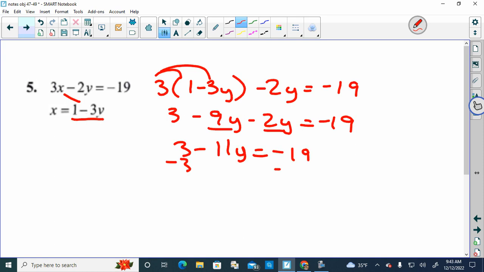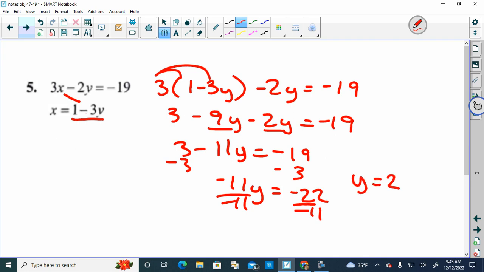Subtract my 3 over, subtract my 3 over. So I've got a negative 11y equals a negative 22. Okay, divide negative 11 into there. So y would be 2. Okay, so this time we solve for y because if we started out with solving for x, we're plugging x, so we're going to get the y answer.